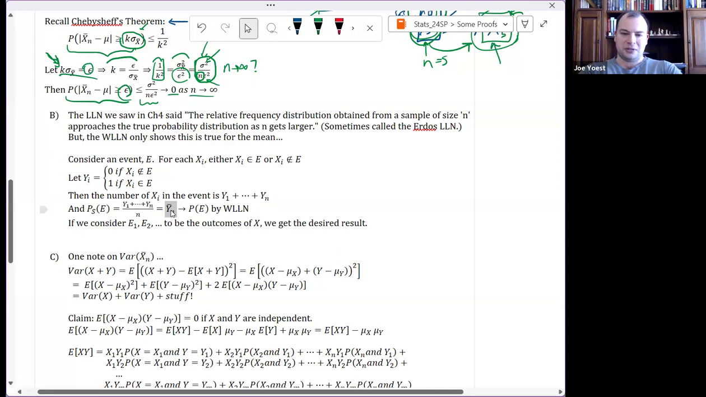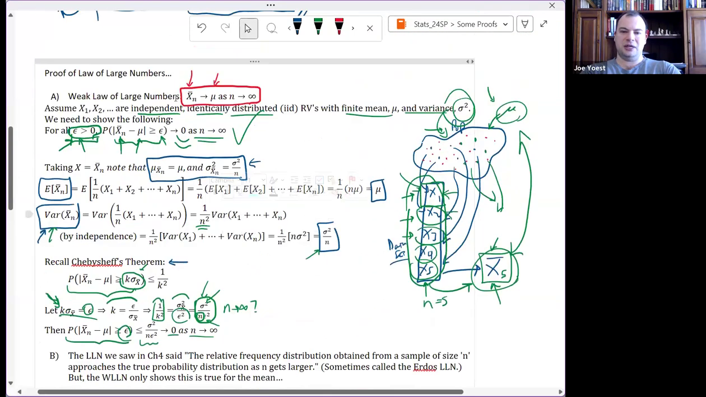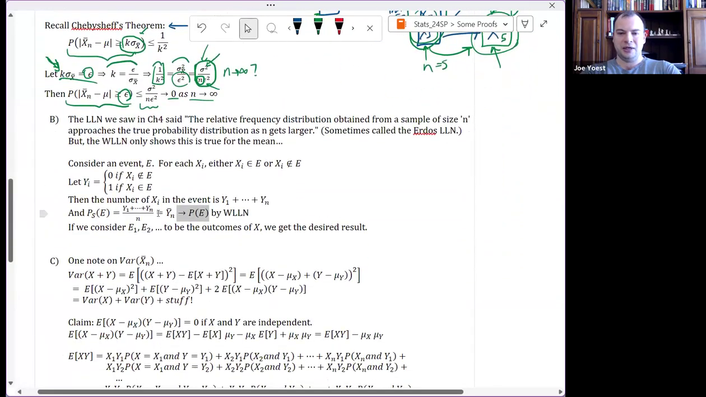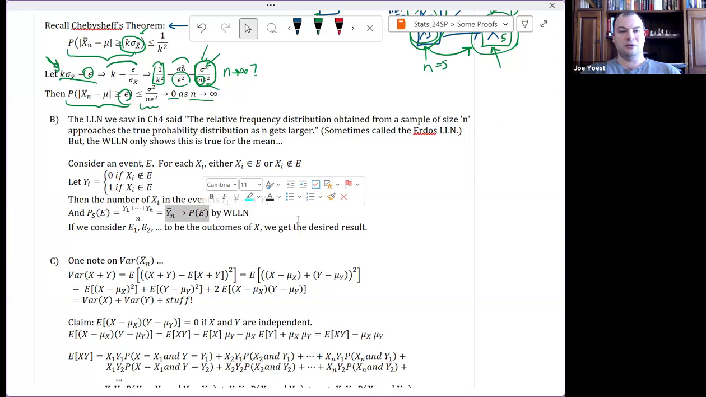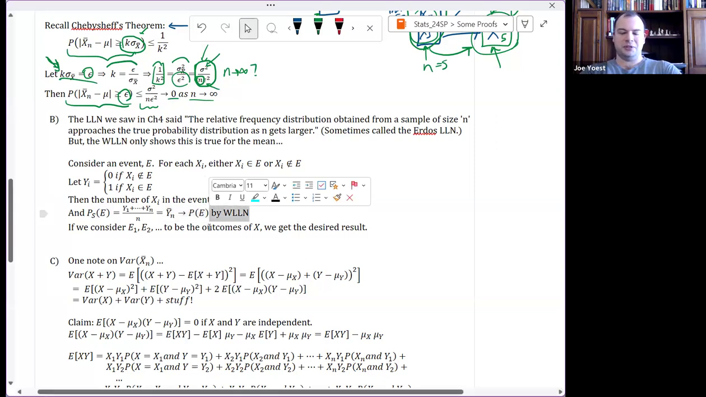But wait, by the weak law of large numbers, which says that the sample mean converges to the population mean, this says that the sample probability of an event must converge to the underlying probability of the event through the weak law of large numbers.